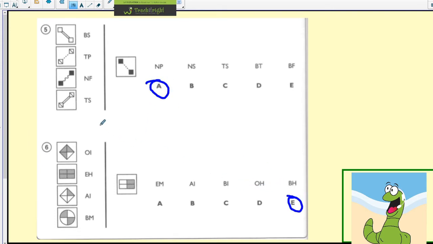Question 5, the first letter signifies the type of square. So in this case, we want the N square. And the second letter signifies the type of line. So in this case, we want P. So the answer is NP. Question 6, the first letter signifies the number of segments that have been coloured in. So in this case, we want 2 segments coloured in. So it's B. And the second letter signifies the shape. In this case, we want the rectangle. So it's BH.